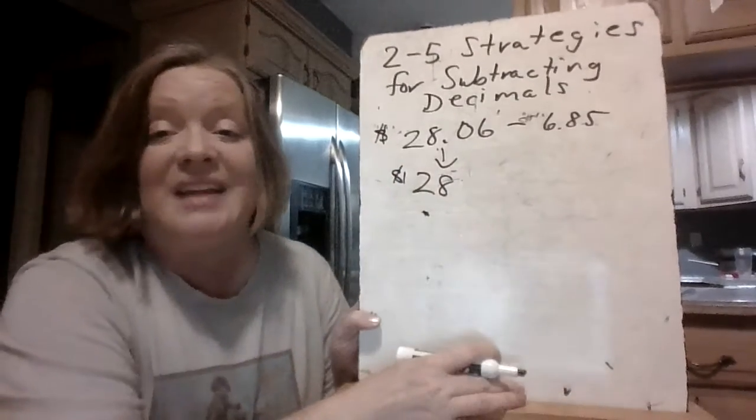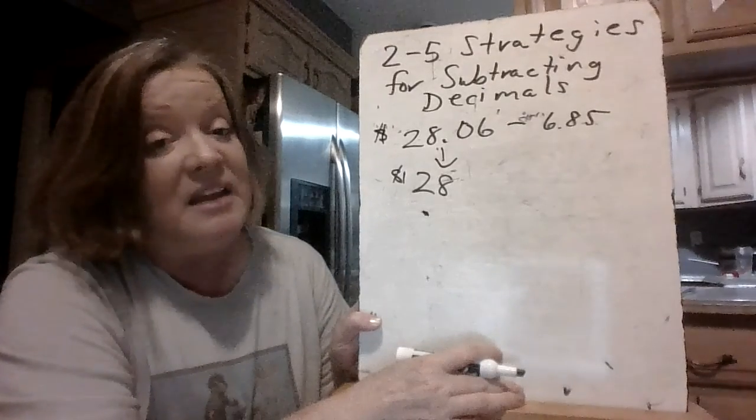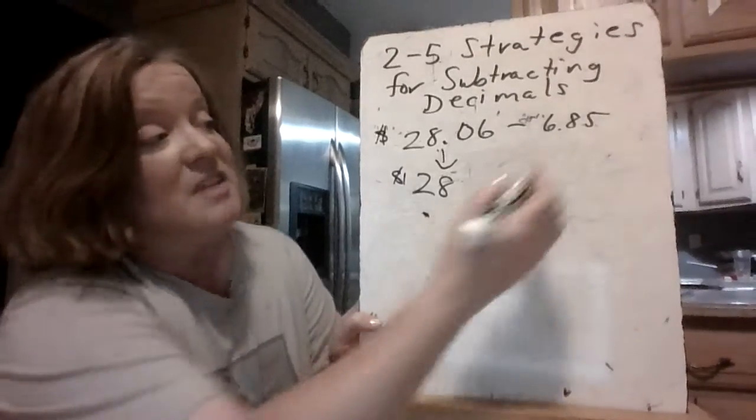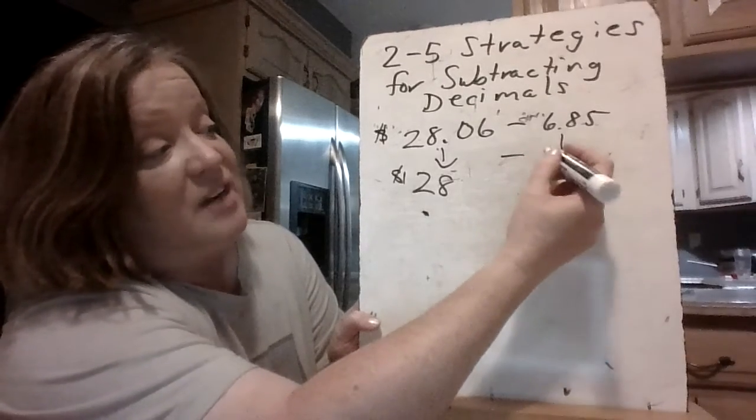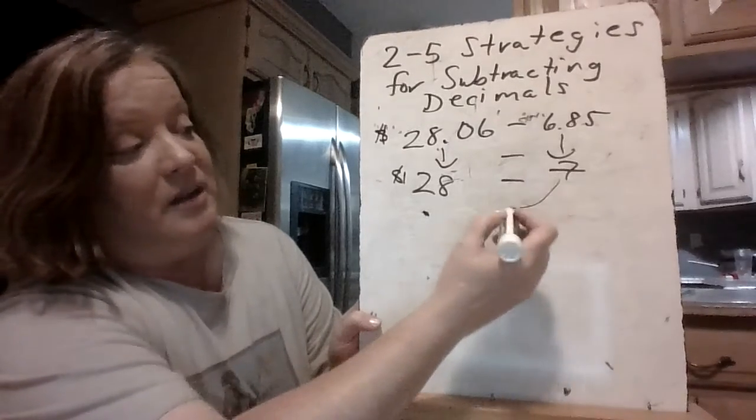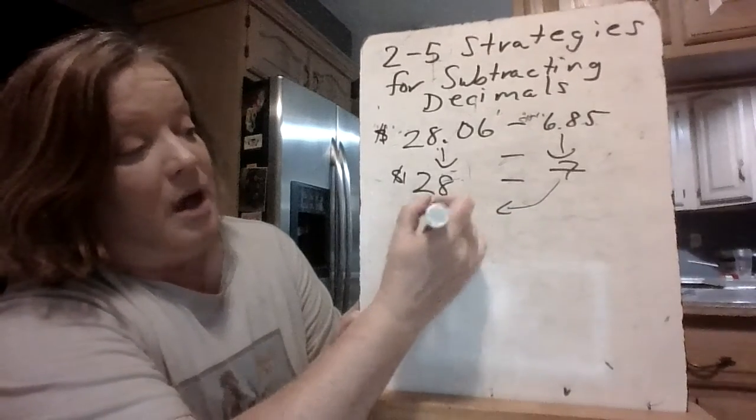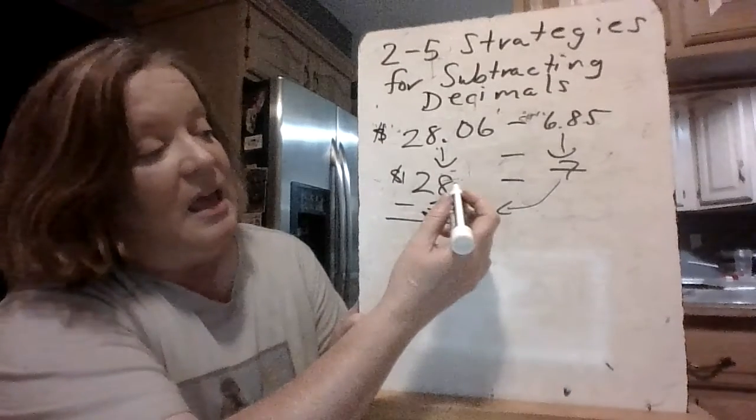If I have $6.85, well, I'm 15 cents away from $7. I'm 85 cents away from $6. So I'm closer to rounding to $7. Now I'm going to subtract them. I'll bring this over, line them up horizontally. And this one's kind of nice because I don't have to borrow. 8 from 7.